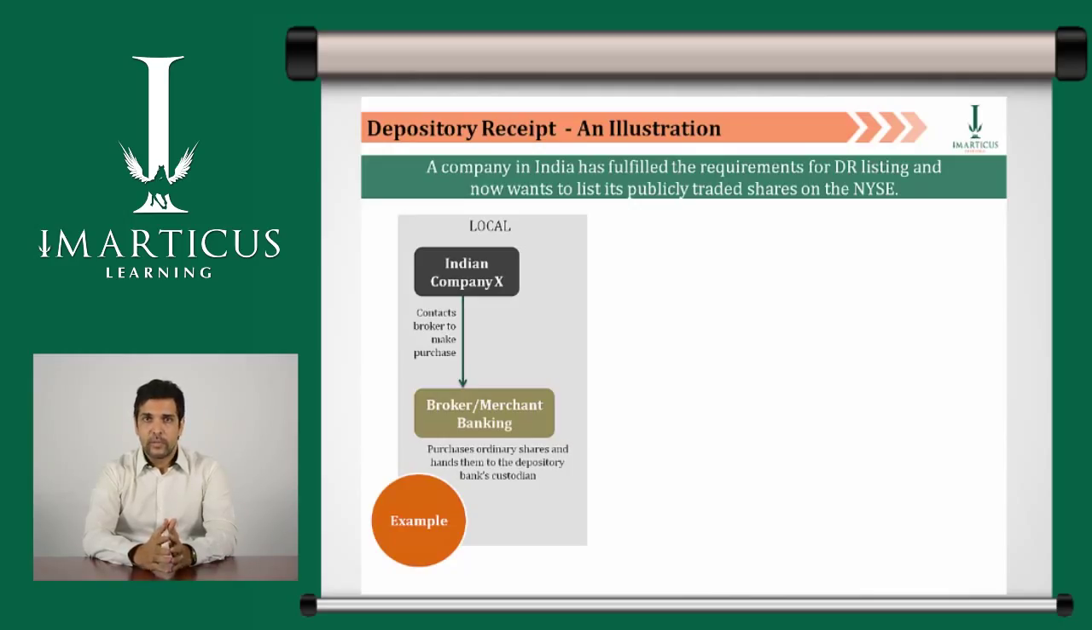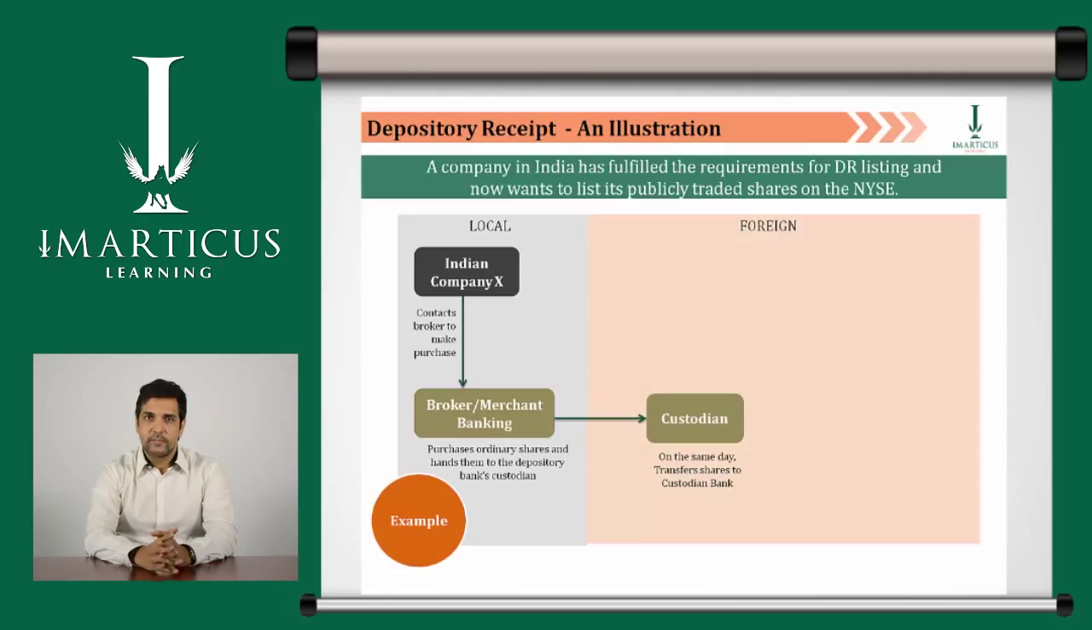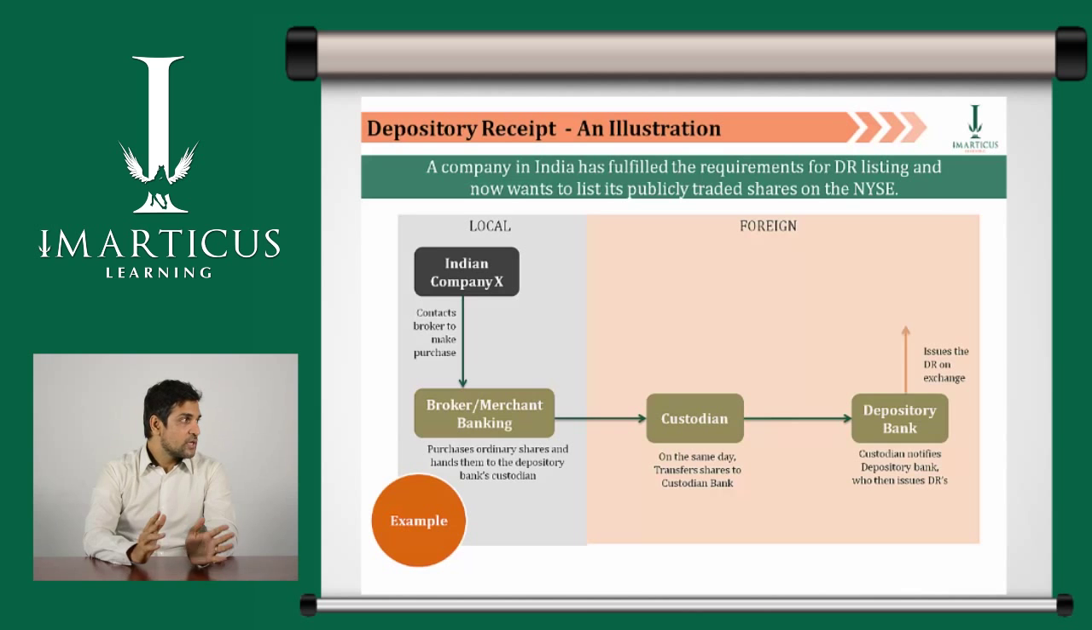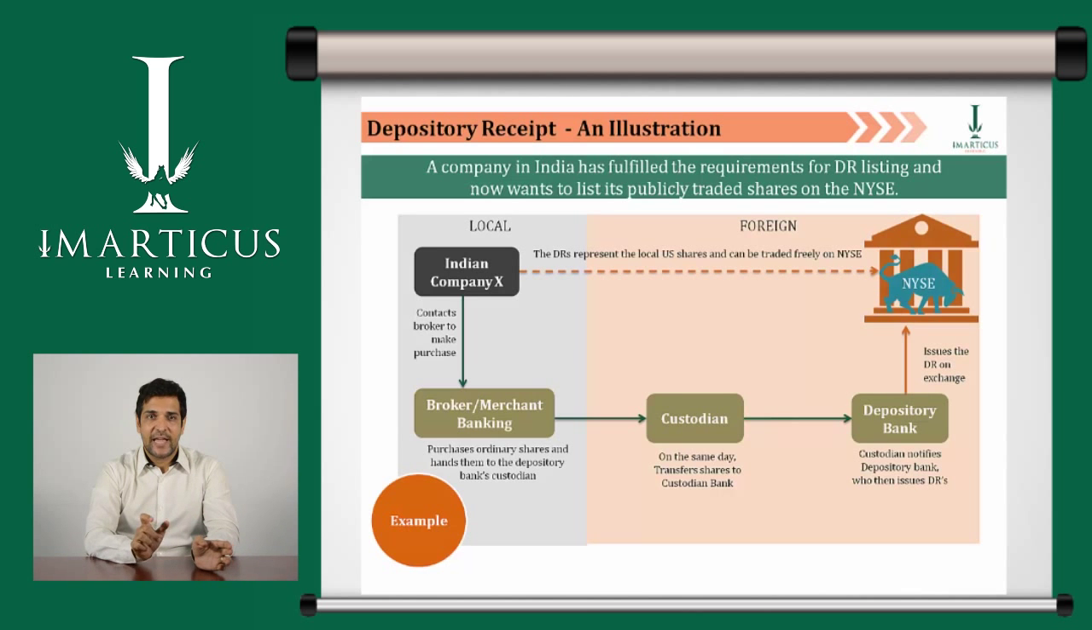The broker or merchant banker purchases ordinary shares and hands them to the depository bank's custodian bank. The custodian bank notifies the depository bank, who issues depository receipts on the NYSE exchange. The depository receipts thus issued now represent the local US shares and can be traded freely on the New York Stock Exchange, and Company X can thereby benefit from this issue.